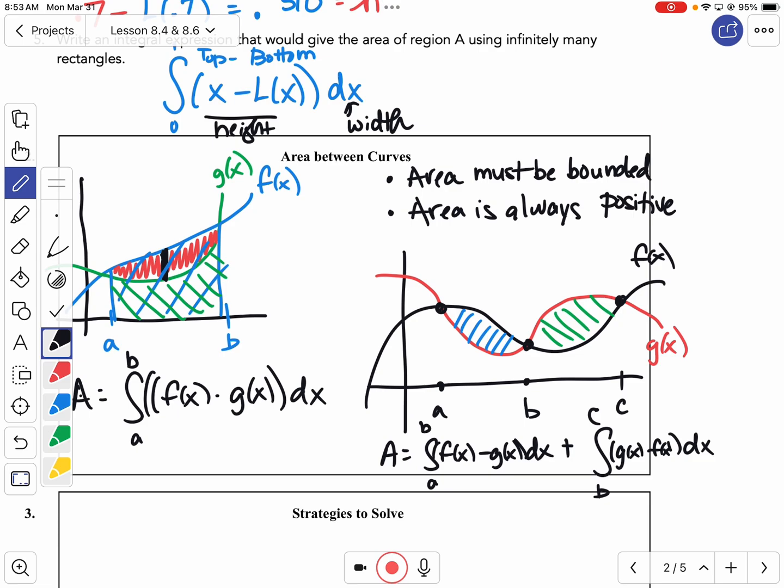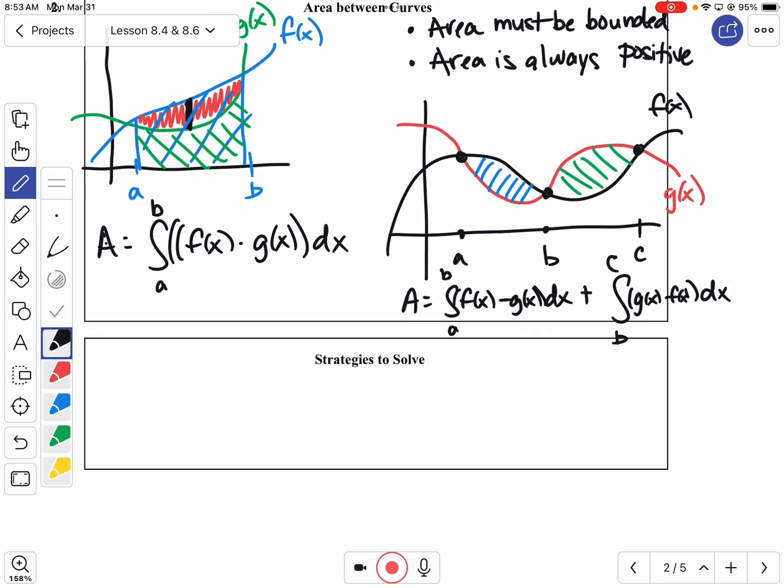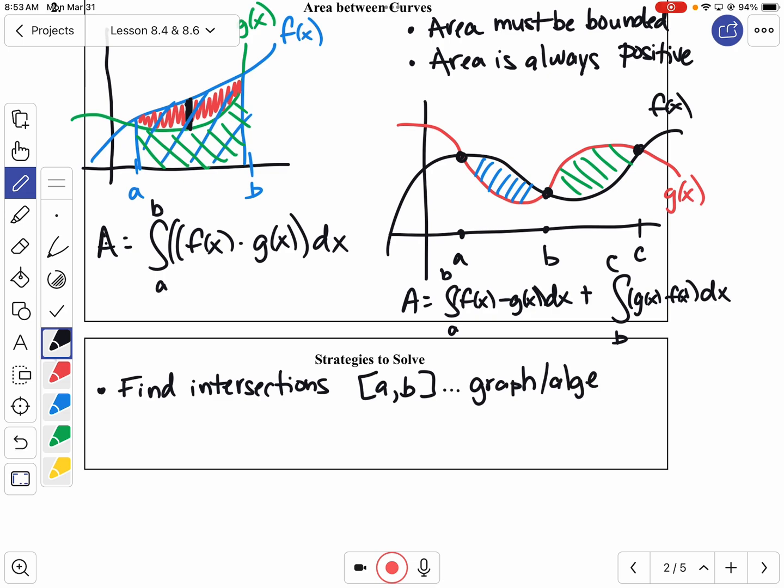All right, so let me give you some strategies to help you solve these, because it's a pretty straightforward process. But some things can help us get there. So first, you've got to find their intersections, and sometimes it will be obvious. Okay, that becomes your A and B. It may require you to graph or to do it algebraically. Right, so setting 2 functions equal and solving.